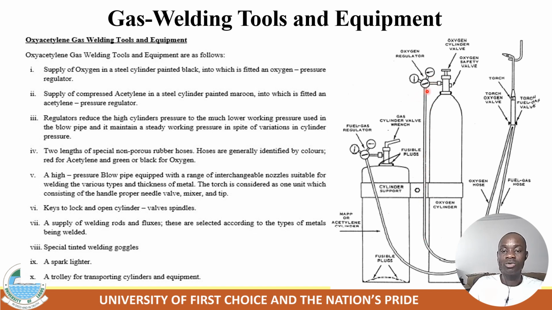So the oxygen hose is red in color. And also the oxygen hose is bluish in color. And also the regulator for oxygen is bluish in color, either blue or black. That is the color code for the oxygen regulator, oxygen hose, and also the valve that regulates the oxygen.